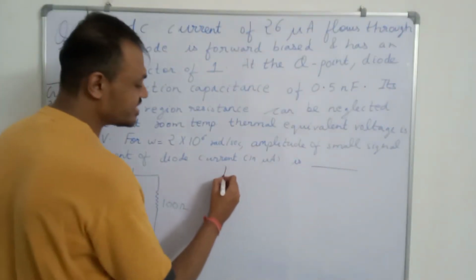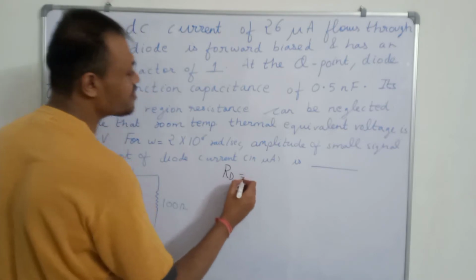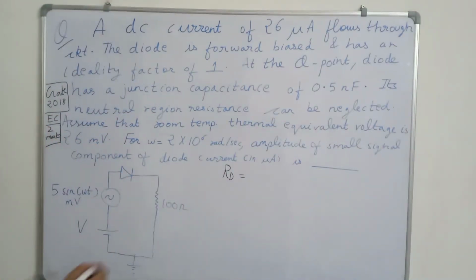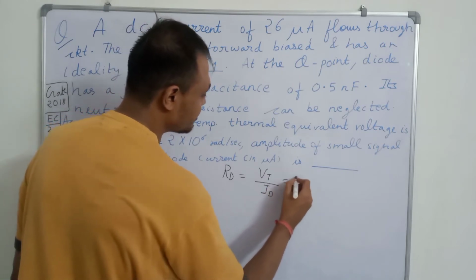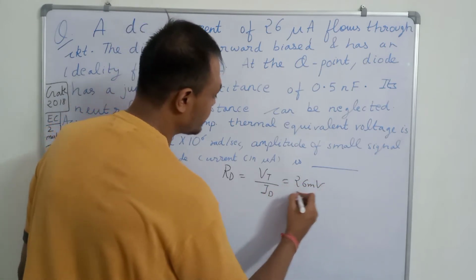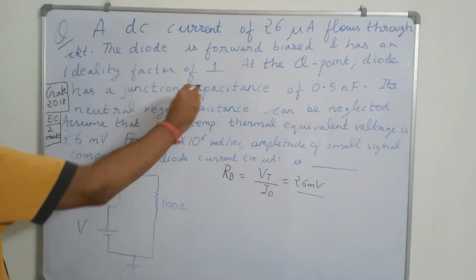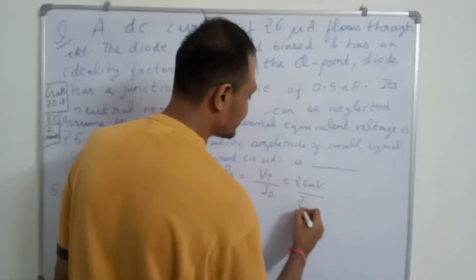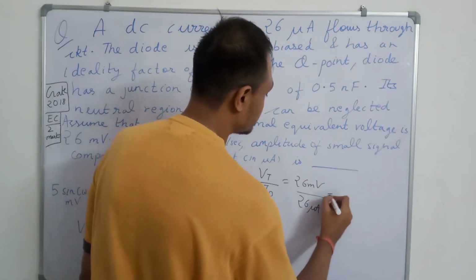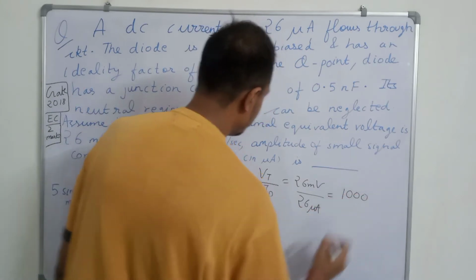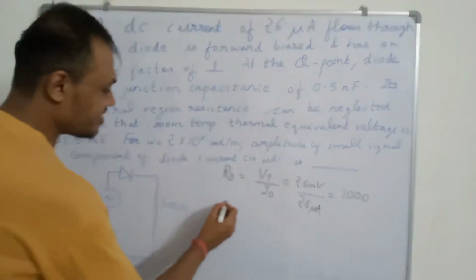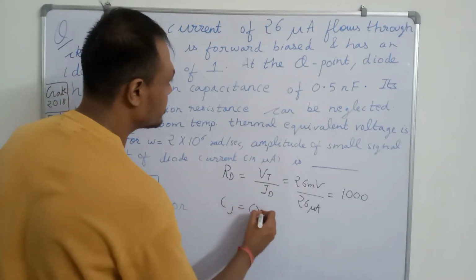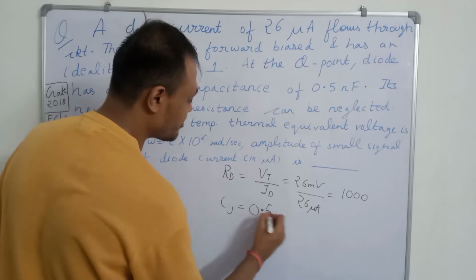So the small signal resistance of diode Rd is given by the thermal voltage, 26 millivolt, Vt upon the diode current. So 26 millivolt upon the diode current, which is given as 26 microampere. So this will be equal to 1000. So the small signal resistance of diode is 1000 ohm or 1 kilo ohm. And Cj is given as 0.5 nanofarad.